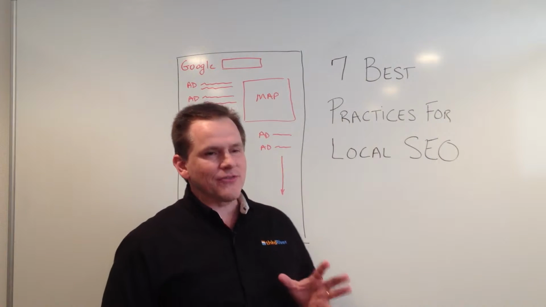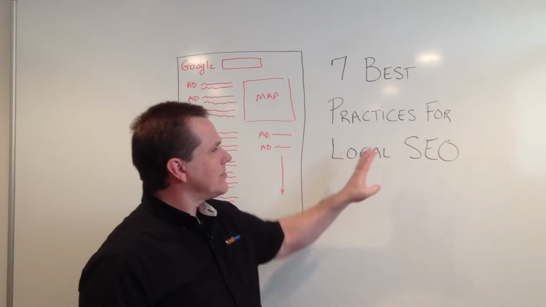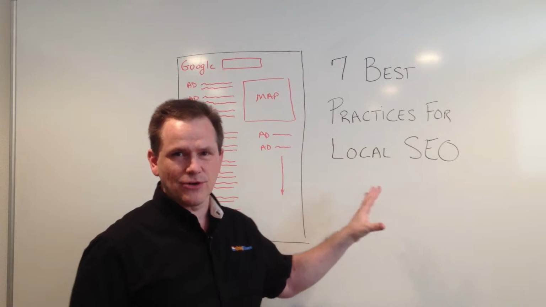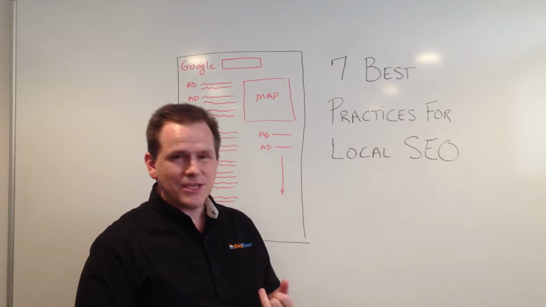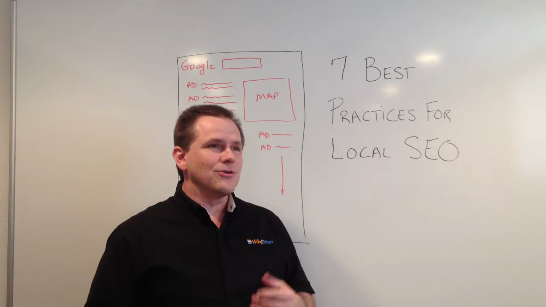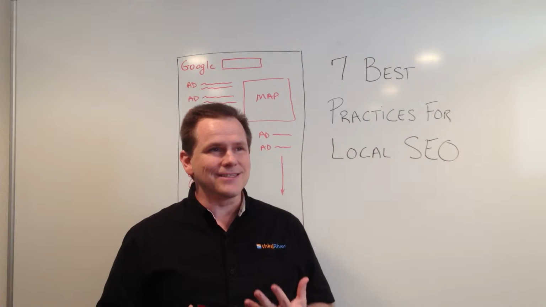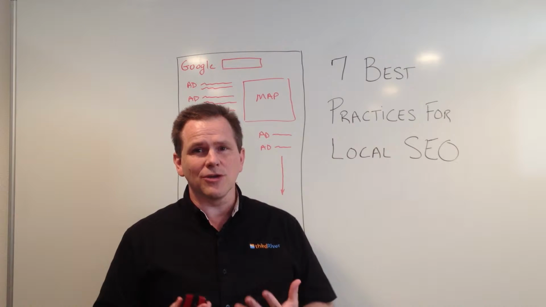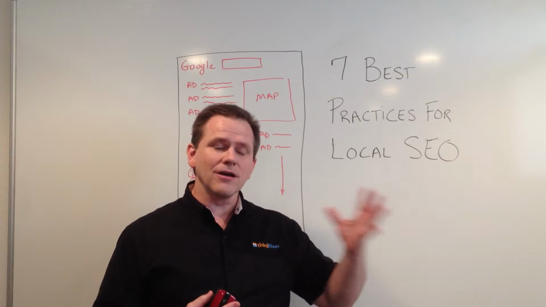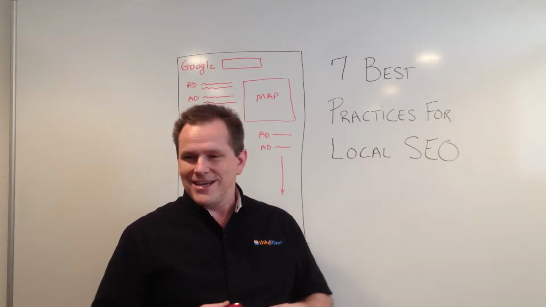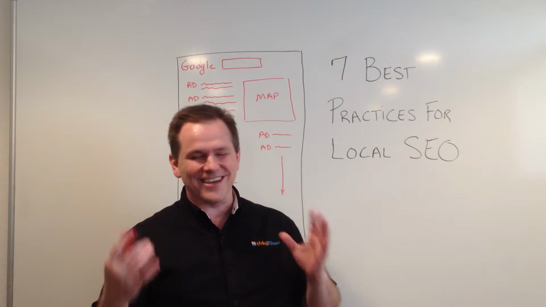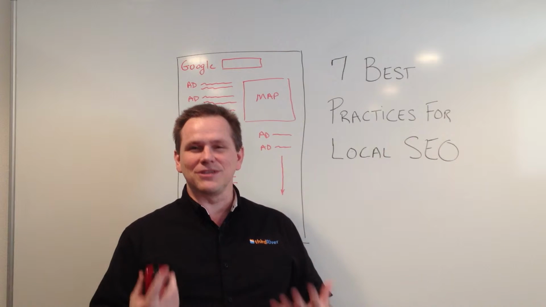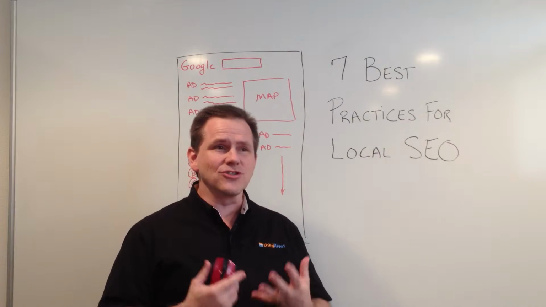So let's talk about 7 best practices for local SEO, again, SEO meaning search engine optimization. The first one is good content. You've probably heard that content is king, and in many ways that's really what SEO is about. Long gone are the days of stuffing your website with hundreds and hundreds of keywords. That simply doesn't work anymore. What works is good content.